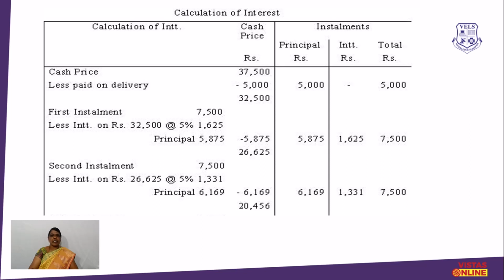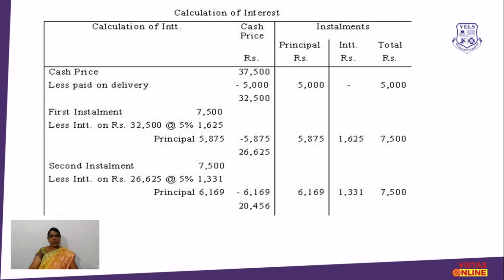32,500 minus 5,875. Then this 5,875 we will write in the principal amount column. In the interest column we should write the 5% rate of interest, 1,625. We will write it in the interest column. Then the total installment amount, the first installment 7,500, we will write in the total column.